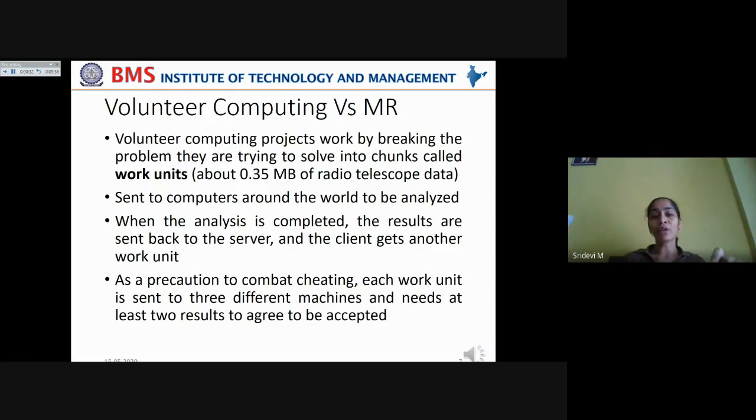But as a precaution to combat cheating, say a volunteer can say that he has analyzed that data but actually didn't do that. To combat such cheating, each work unit is sent to 3 different machines across the globe and needs at least 2 results to agree to be accepted by the server. Right, this is the cheating combating mechanism.